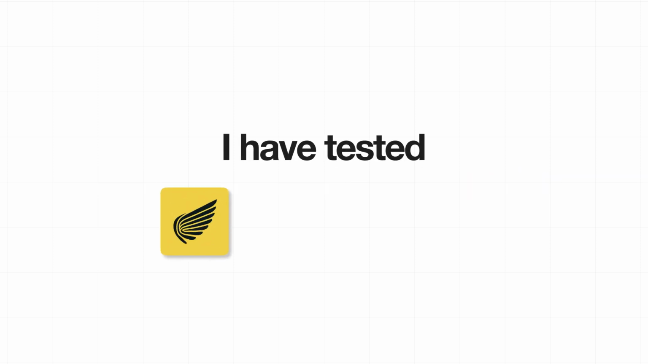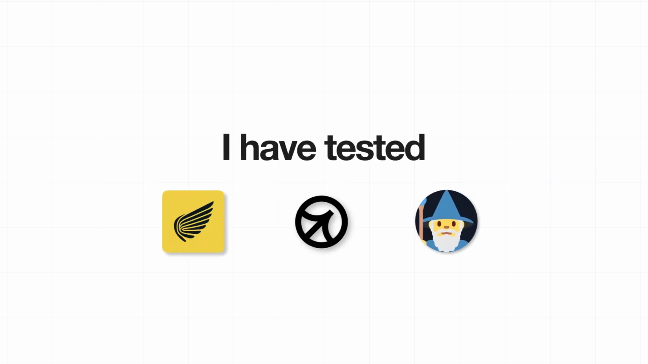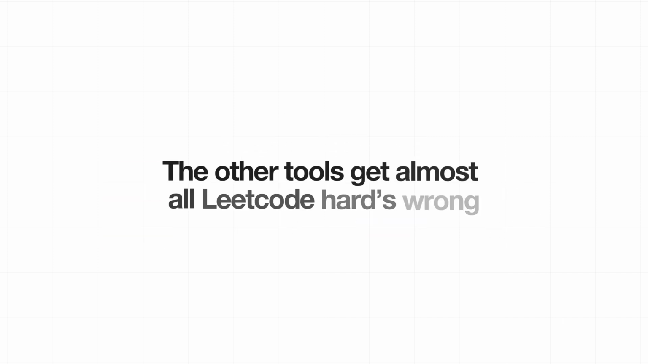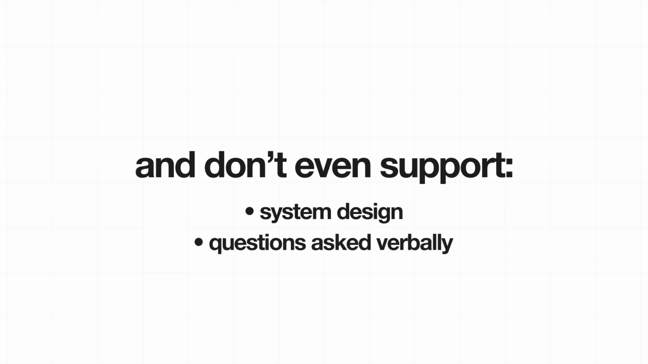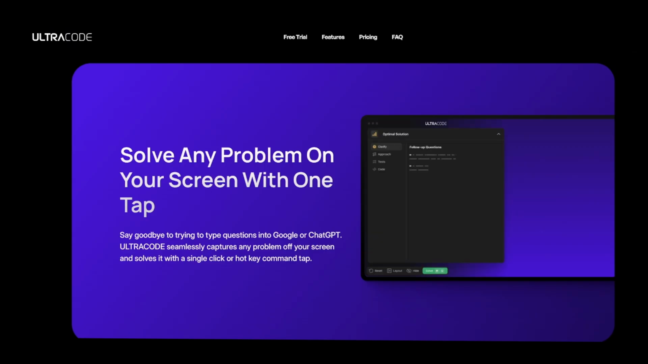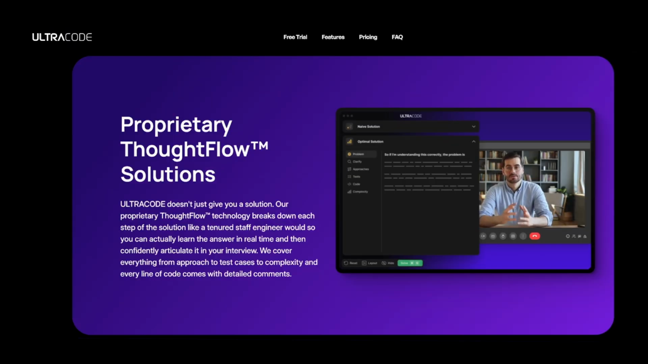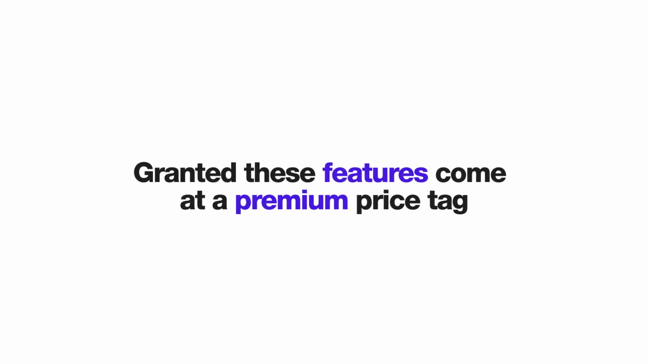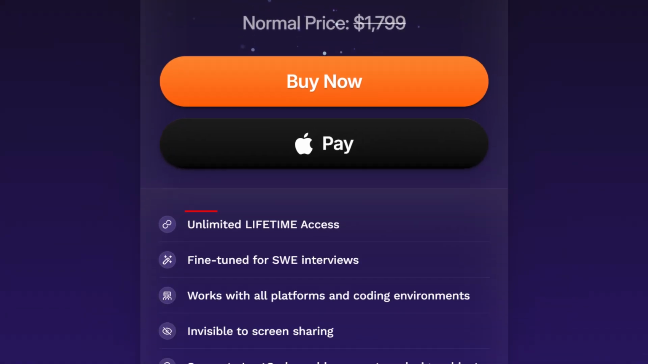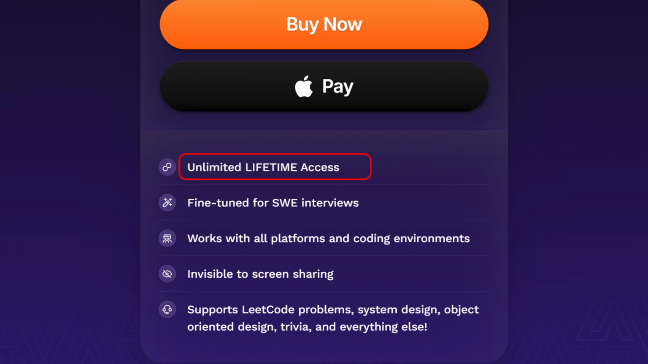I've tested Interview Coder, Cluely, LeetCode Wizard, and more, and it's not even close. The other tools get almost all LeetCode Hards wrong and don't even support system design or questions asked verbally. Ultracode has the best responses, the most features, and by far the best anti-detection measures. Granted, these features come at a premium price tag, but assuming you are able to catch the lifetime access promo, I think it's worth the money.